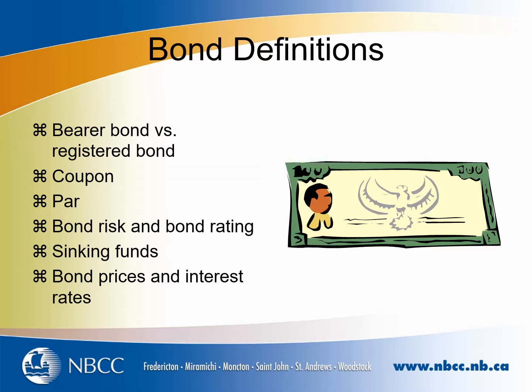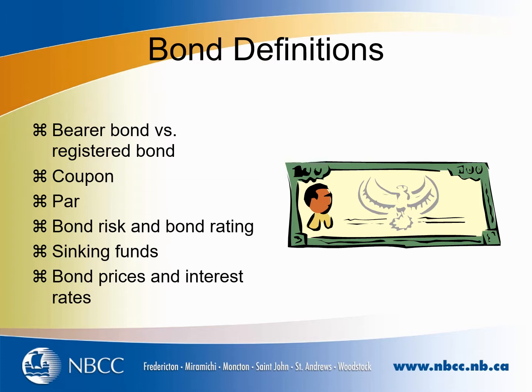And then finally, within the bond definition slide here, I have something that lists bond prices and interest rates. And this is an essential relationship with bond pricing, that of the inverse relationship between bond prices and interest rates. Essentially what we mean is that when interest rates within the market increase, the value of bonds decreases. And when interest rates in the market decrease, the value of bonds increases.